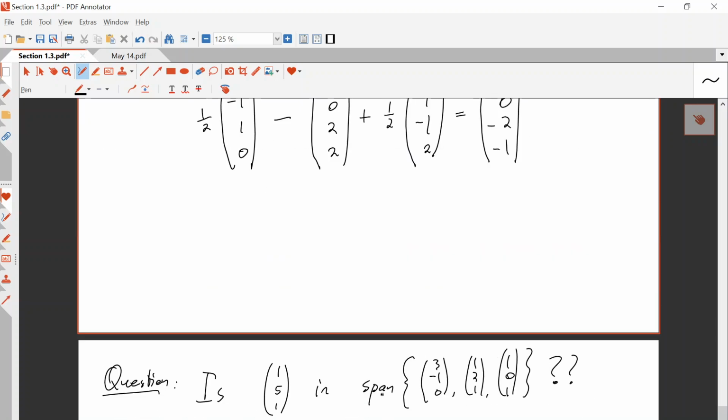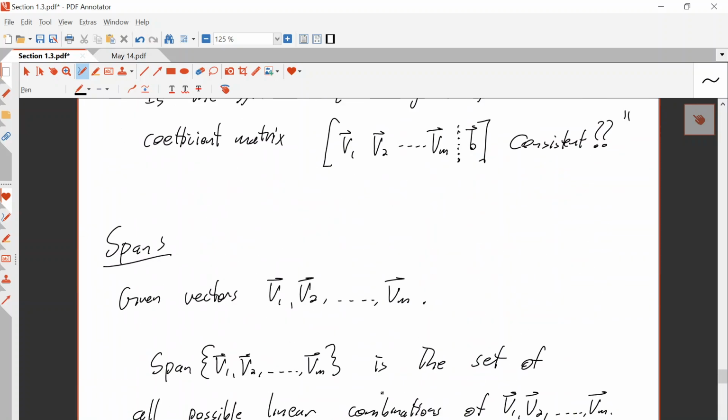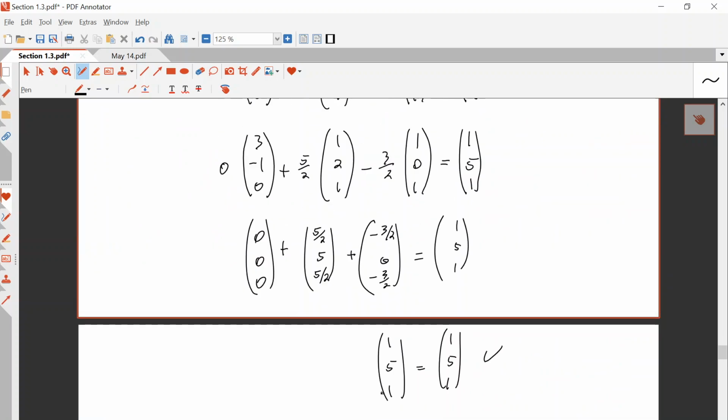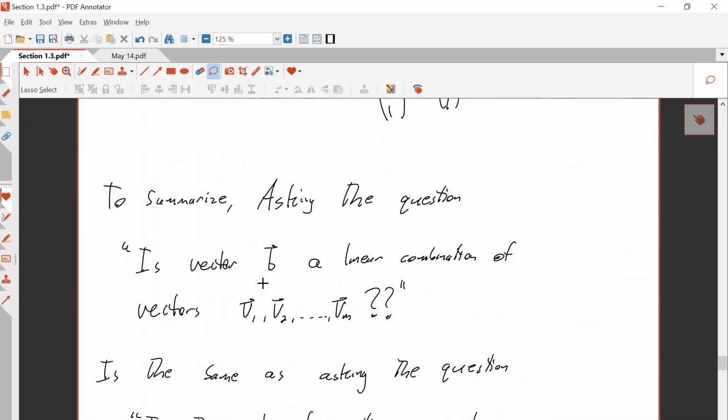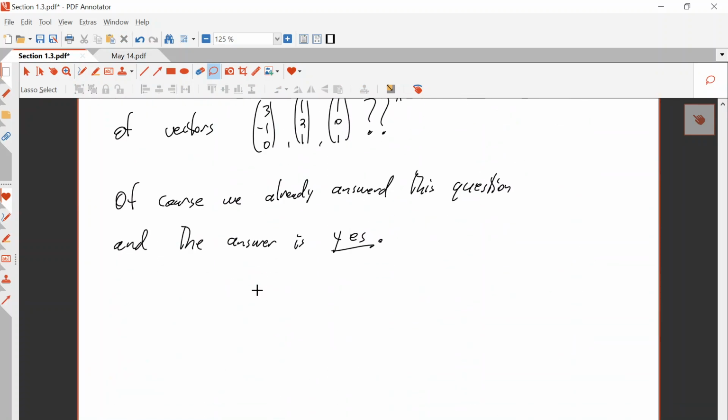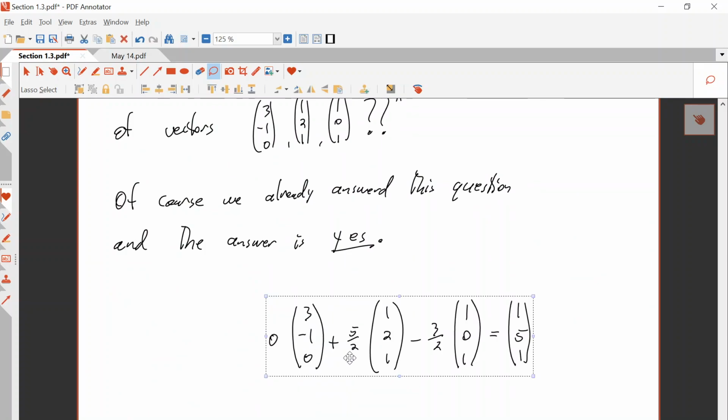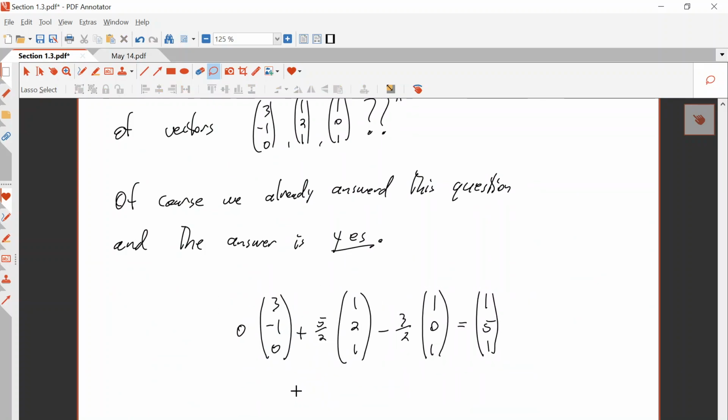Right? Where's that linear combination? It's back up here somewhere. Here it is. All right, 1, 5, 1 is a linear combination of these three vectors with coefficients, with scalars, 0, 5 halves, and minus 3 halves. Okay?